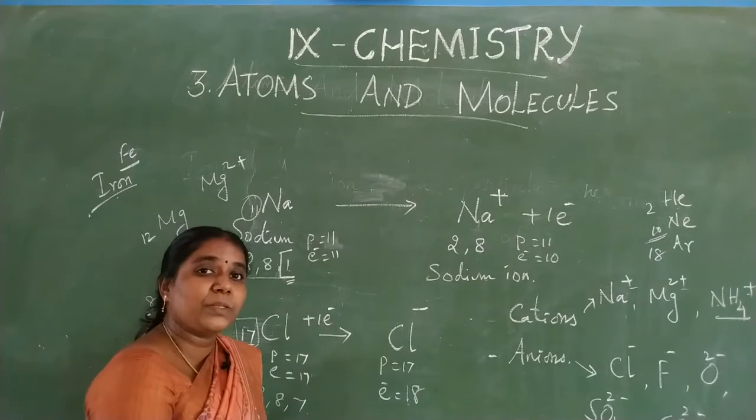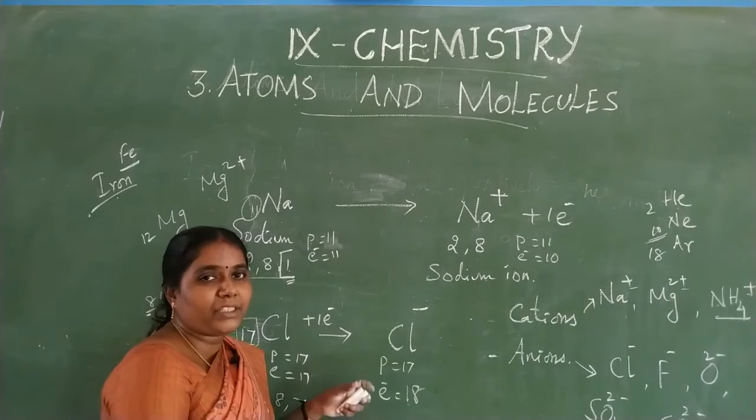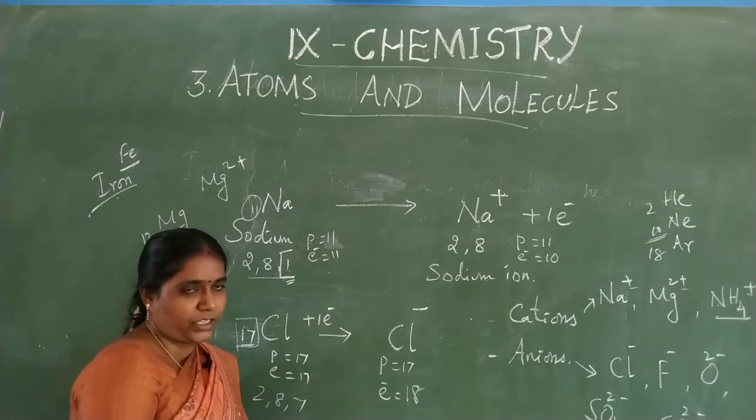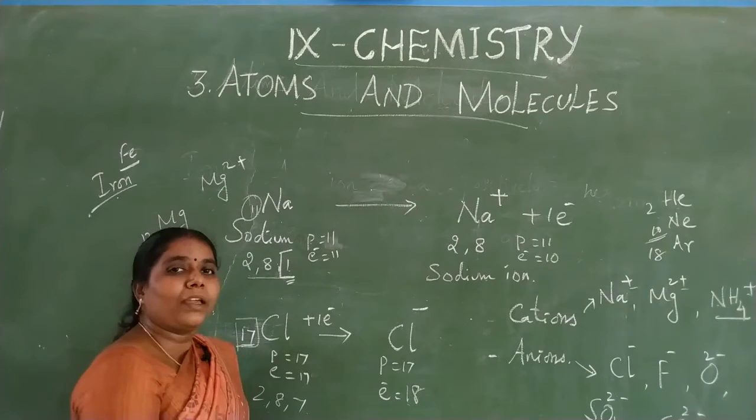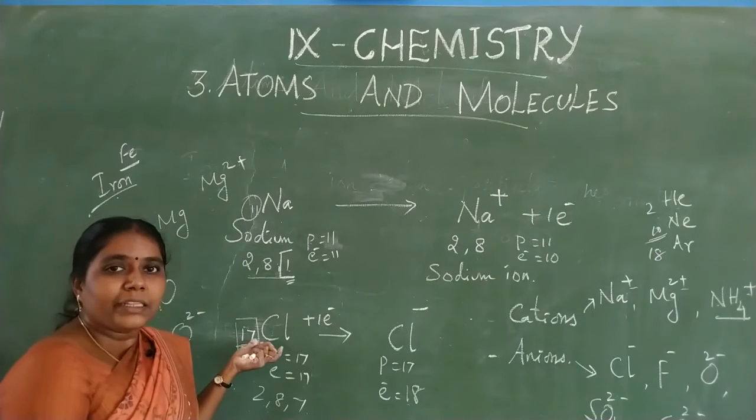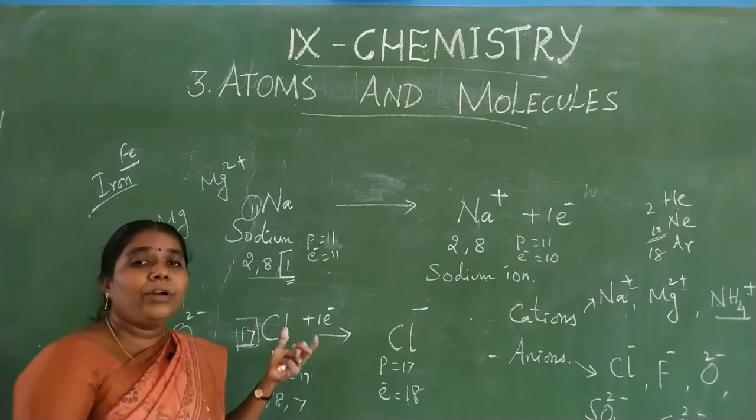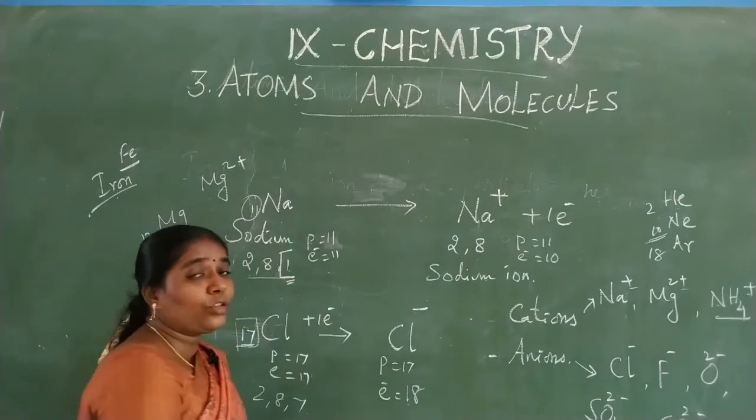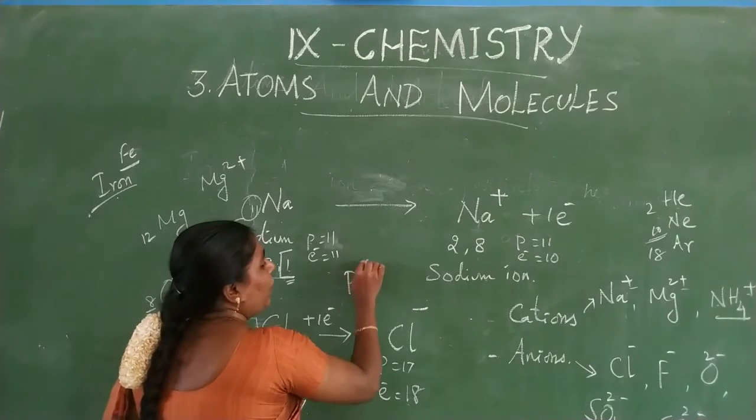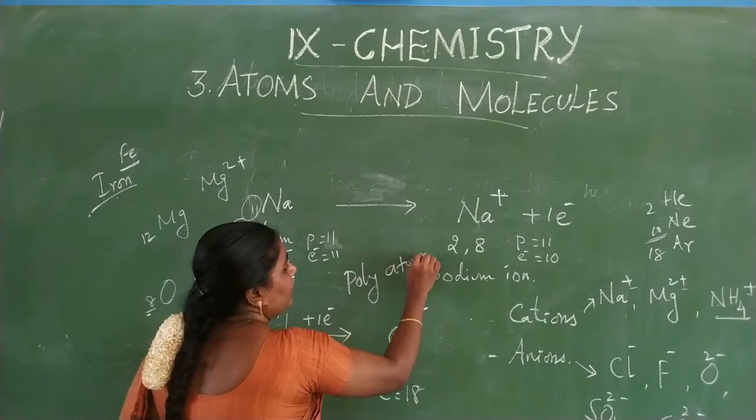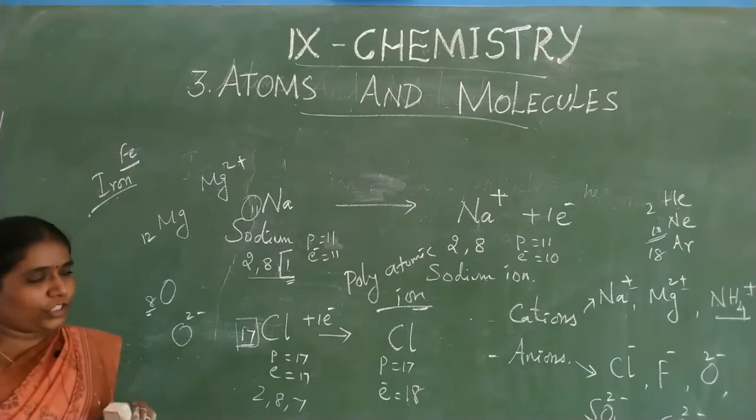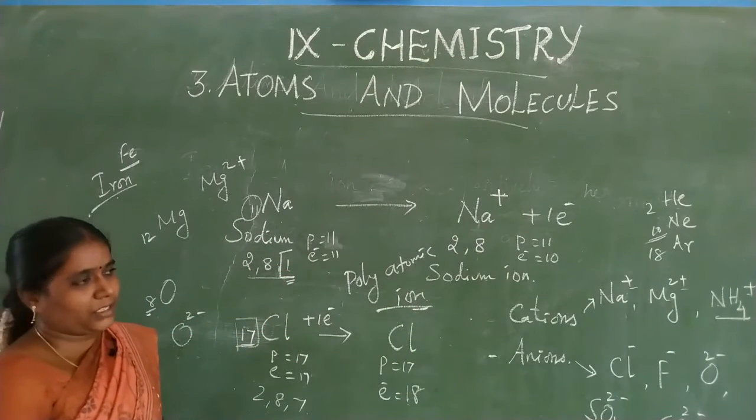What is meant by poly? Poly means many. So many atoms combined with charge is called a polyatomic ion. It may be positive or negative. If it is positive, that is a polyatomic cation. If it is negative, a polyatomic anion. So a group of atoms with charge is called a polyatomic ion. What is it called? Polyatomic ion. A group of atoms carrying charge is called a polyatomic ion, isn't it?